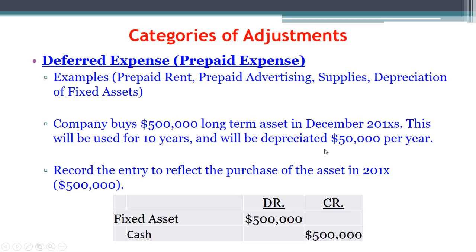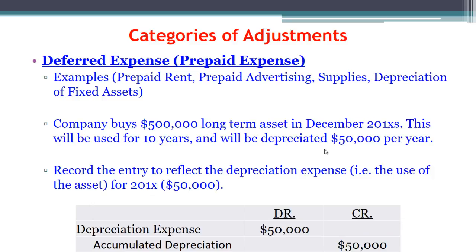Now we're moving on to a special type of prepaid expense dealing with the purchase of a long-term fixed asset. In this example, the company buys $500,000, some asset, maybe equipment or a building. They buy it this year. It's going to be used up for 10 years, and it will be depreciated at $50,000 per year. The first journal entry is going to be to record the actual purchase of the asset. So we would debit the fixed asset for $500,000, credit cash for $500,000 to show that we're using it up to reduce it.